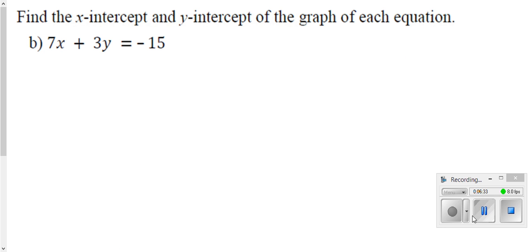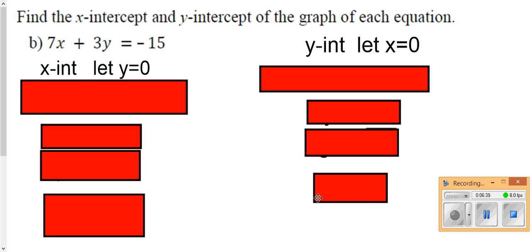Our next example, 7x plus 3y equals negative 15. Remember, feel free to pause the video whenever you need to catch up on the notes. You can even pause it and start trying to do this one or any of the other ones before I do it, and check your answers that way. That would be good. I'm sure you're getting the hang of this by now.